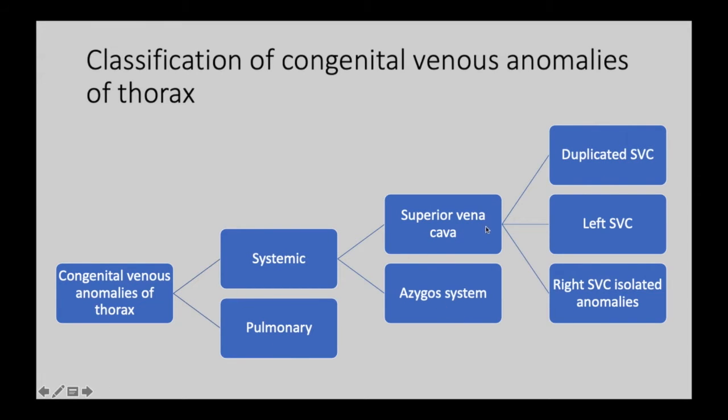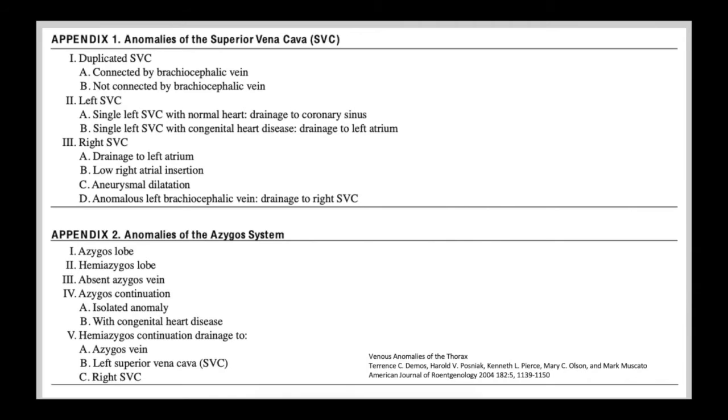So the congenital anomalies related to superior vena cava include left persistent superior vena cava, duplicated superior vena cava, as well as isolated anomalies related to the right-sided superior vena cava, which is rare, and we are not going to discuss about this today. This figure is just to list out the anomalies that I have mentioned earlier for your reading another day.